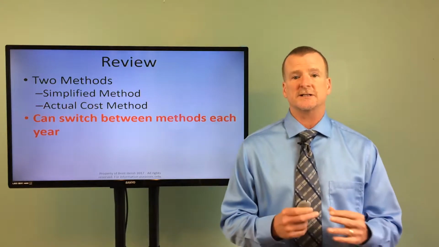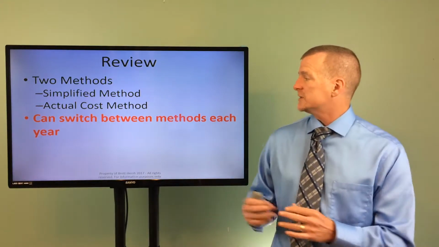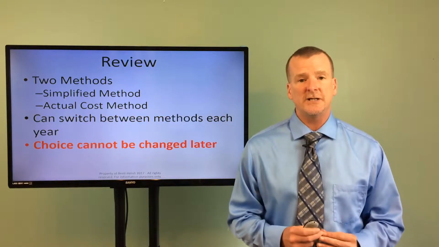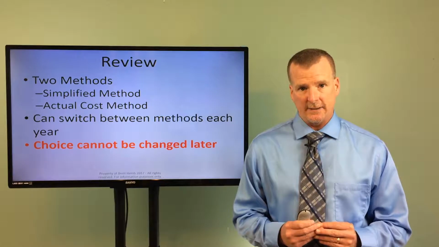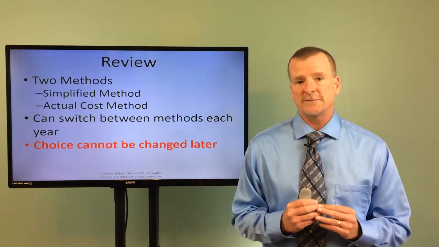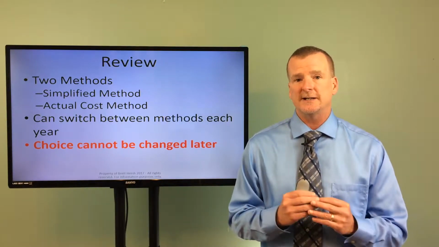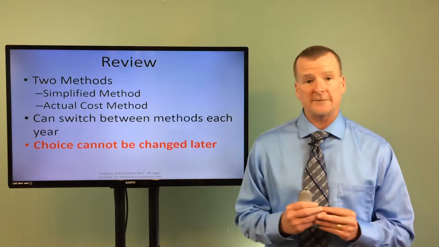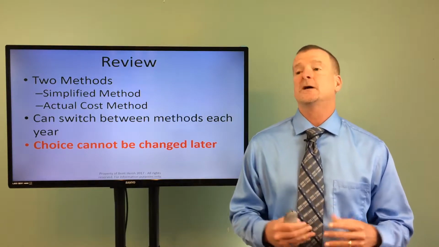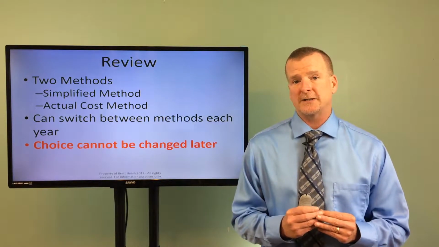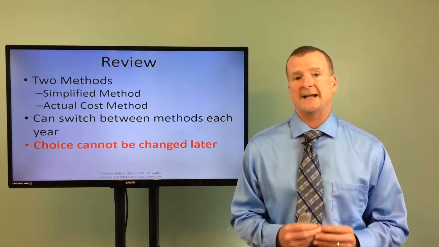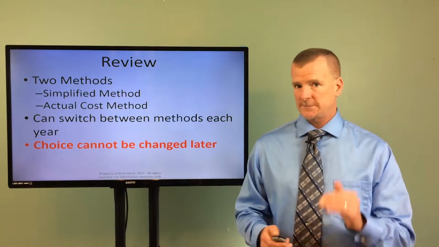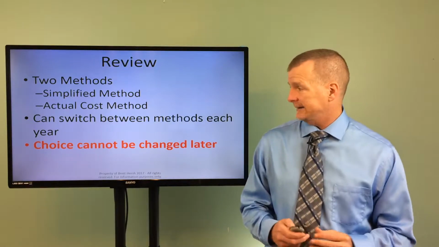All right, first let's review the two methods: the simplified method, as you know, and the actual cost method, which we're discussing in this section of the course. Remember, you can switch between the two methods each year. However, once you make that decision, you can't go back and change it later. Let's say you use the simplified method this year, and then next year in your review, or after you file your tax return, you discover, oh man, I could have tripled my deduction by doing the actual cost method. Once you file that return, it's too late. You can't go back and amend that return. So once you make the decision, it's made.